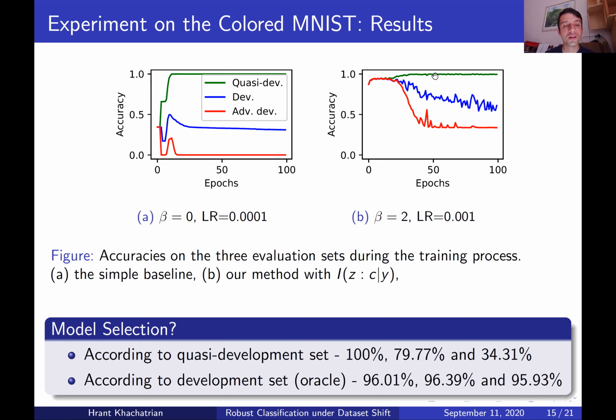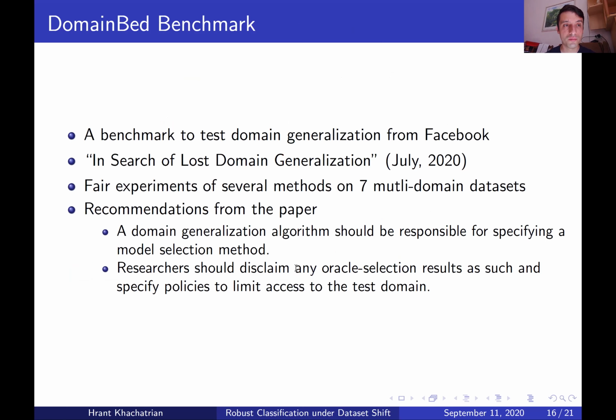If we do a very fair model selection according to the green line, the performance on the adversarial one would be 34%, which is terrible. But if we somehow had access to some of the data points from the test set, we could do much better. We could pick this one. But this shows that model selection is a serious problem.